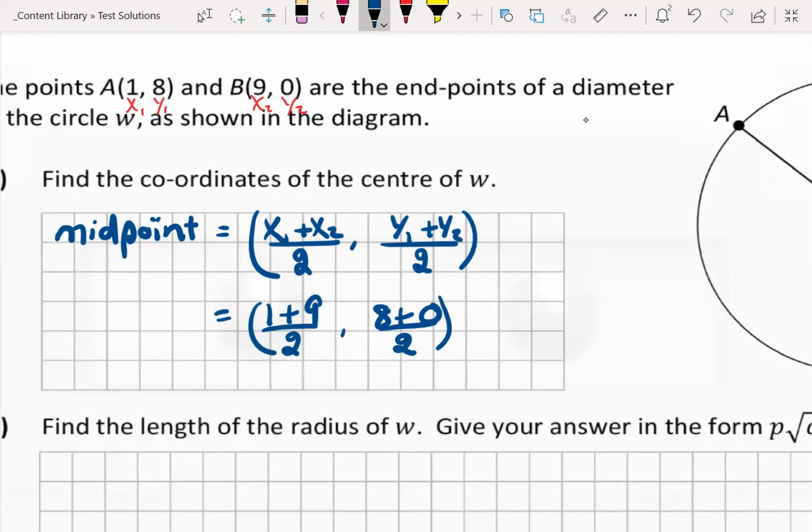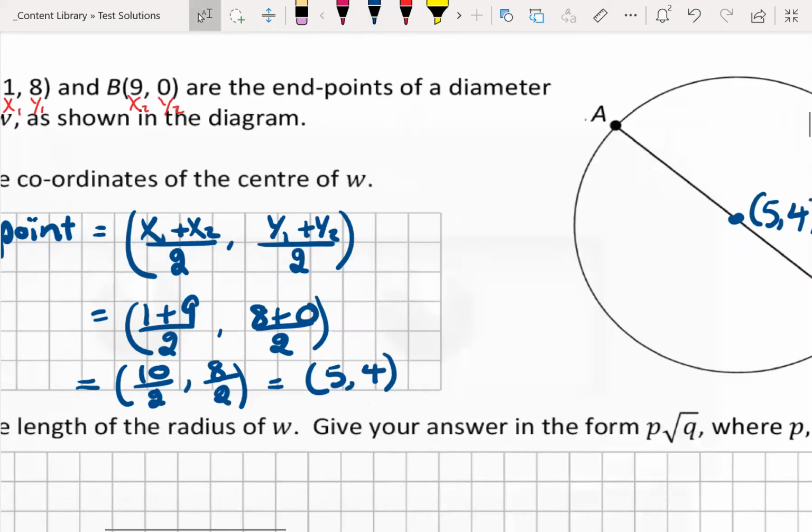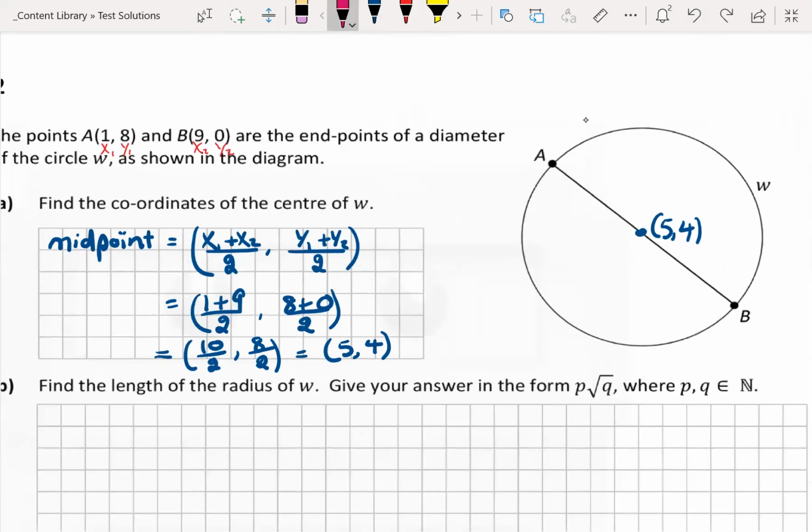So what are we left with here? We're left with 10 on the top line over 2, and we're left with 8 over 2. And you can divide there. 10 divided by 2 is 5, comma, 8 divided by 2 is 4. That's our midpoint. Okay, so the midpoint here is (5, 4). Sometimes people change the comma to a plus sign for some reason, but don't. It's supposed to be a midpoint, so you're supposed to have an x bit and a y bit at the end.